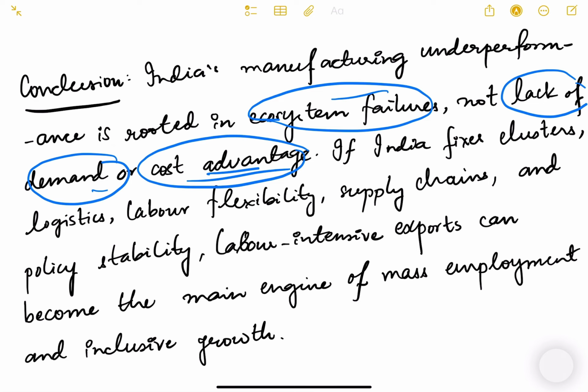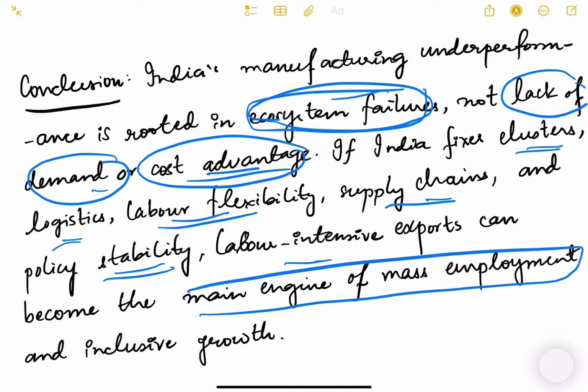It is a problem of the ecosystem. It involves everything: scaling, logistics, permissions, bureaucracy. So many things are there. If India fixes clusters, logistics, labor flexibility, supply chains, and policy stability, labor intensive exports can become the main engine of mass employment and inclusive growth. So it is so promising, but we need to fix the entire ecosystem. So this can be your conclusion. If you write any answer on this, you need to conclude on this point.